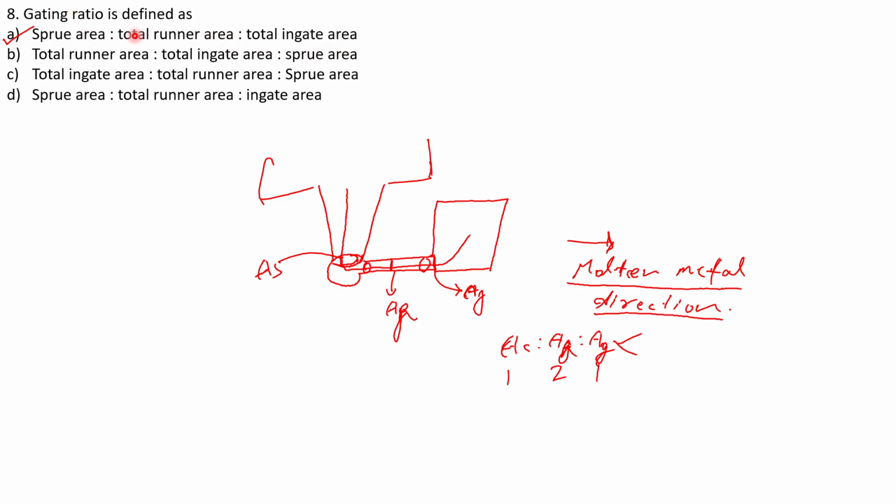So when we talk about the words total runner area and total in-gate area, because we can use many different numbers of runners in your system. Generally it should be an even number, 2, 4, 8, or we can use 1 also. Then total in-gate area, we can use many gates in your casting system. So gating ratio will be defined as sprue area to total runner area to total in-gate area.